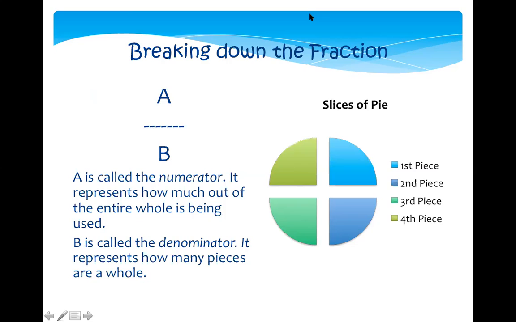In this case it would be 1. And B, which is right here, is called the denominator because it represents how many pieces there are as a whole. So as you can see, we have 4 pieces total, and it's 1 per person, so the total will be 1 out of 4 per person. You got it? Okay.